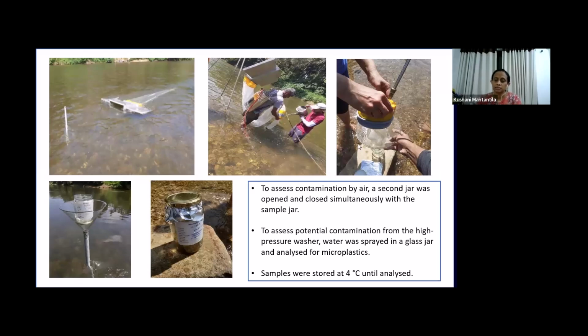So we did a blank testing for the high pressure washer and stored the sample at 4 Celsius until analyzed to reduce the microbial degradation further. In the standard for the principle for analysis of microplastic present in the environment, which I mentioned, 24187, it also recommends the storage at 4 Celsius until analyzed to reduce the microbial degradation of the particles further.